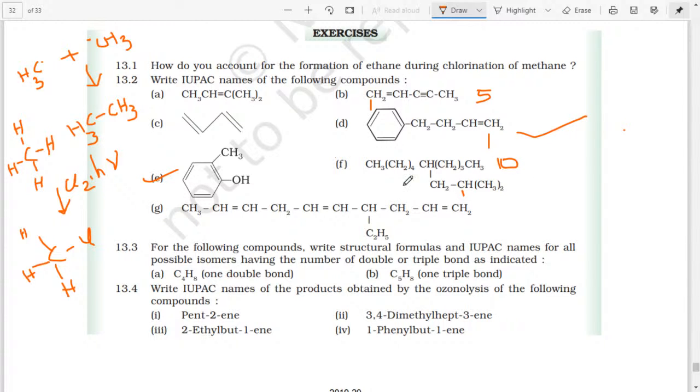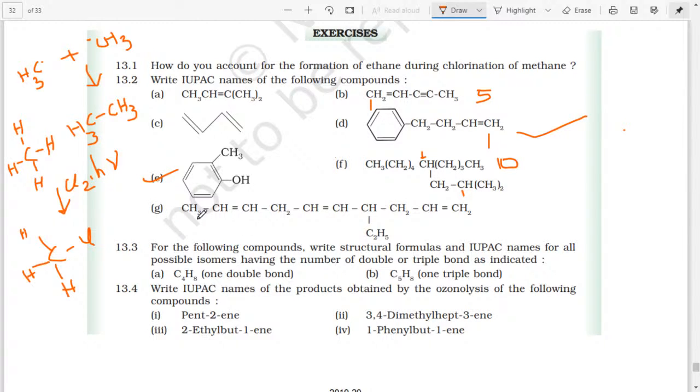So this side 5 and this side 6 position. When I count from this side, this carbon is going to be the 5th position. When I count from this side, it is going to be the 6th position. So count from this side. 5, 2-methylpropyl. This is a 2-methylpropyl group. 5-(2-methylpropyl)decane.